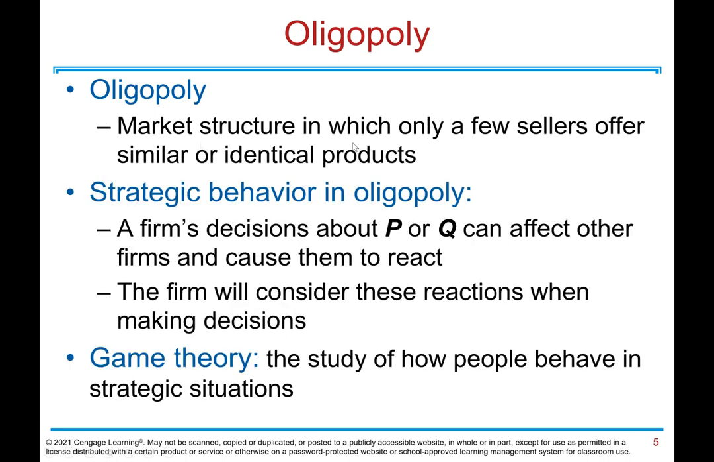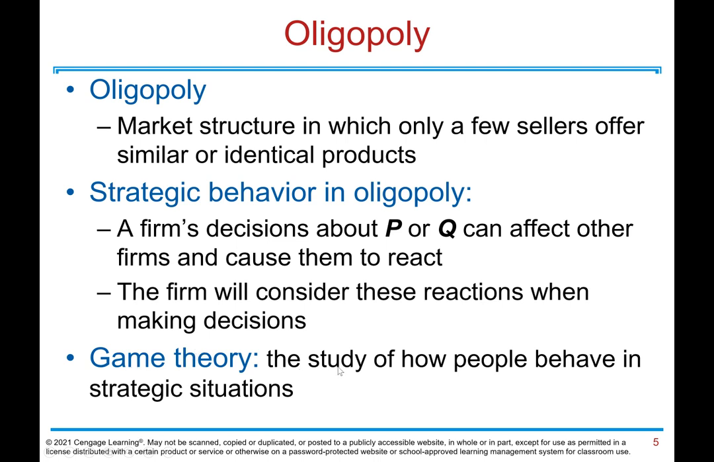Oligopoly: a market structure in which only a few sellers offer similar or identical products. Strategic behavior in oligopoly: firms' decisions about price and output can affect other firms and cause them to react. The firm will consider these reactions when making decisions.